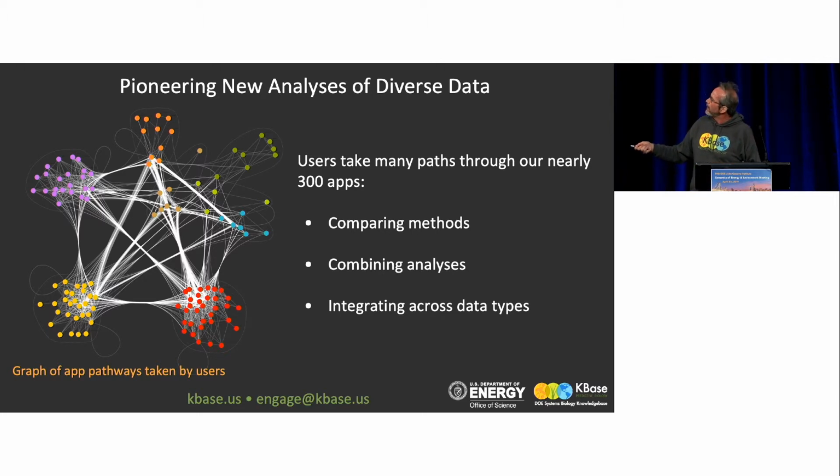And this is a map of all the apps in KBase and how people have moved through them. And while there are definitely stereotype routes, you can see there are many, many ways that people have used KBase in their own ways that are not pipeline at all. That's completely based on how they want to drive their data forward themselves.